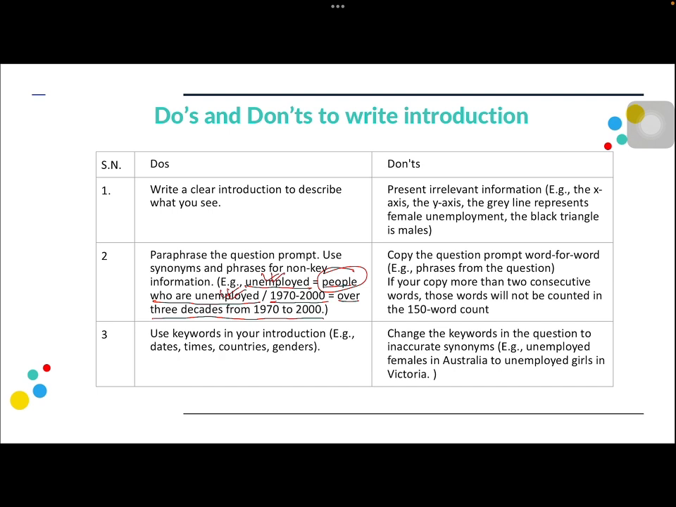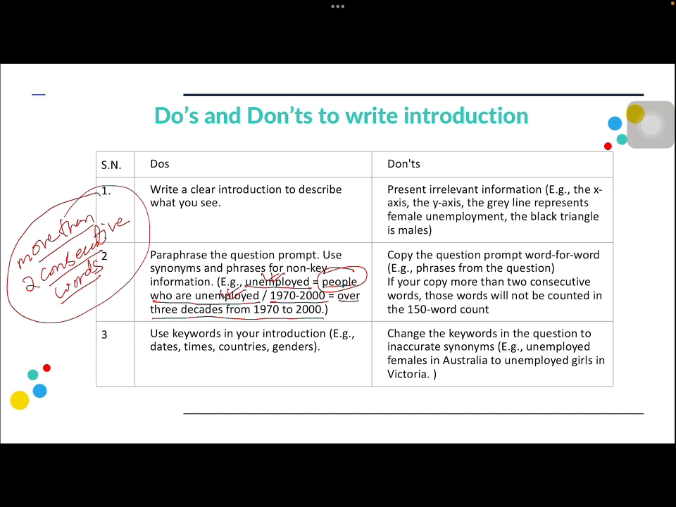Another important thing is if you are copying more than 2 consecutive words from the question, these words will not be counted in your word count, right? Now if you copy the question exactly, it will not be counted in your 150 word count, and if your word count is not met, then obviously marking will not happen, and since your task is not achieved, you will anyway get a 5 or 5.5. So do not copy more than 2 consecutive words from your question.